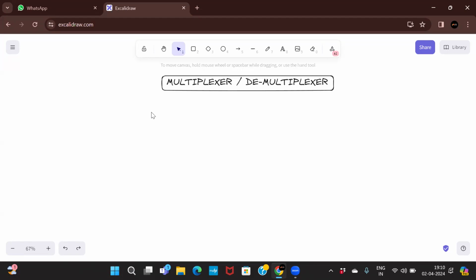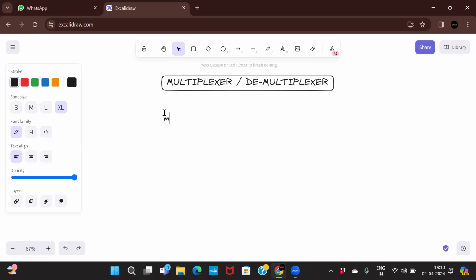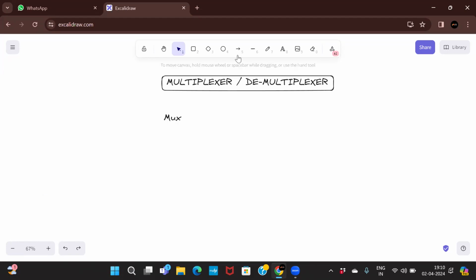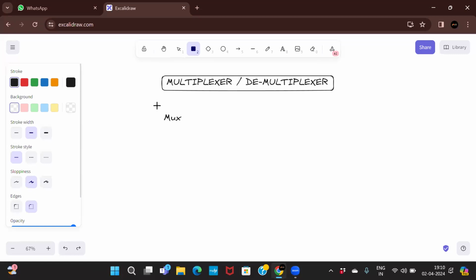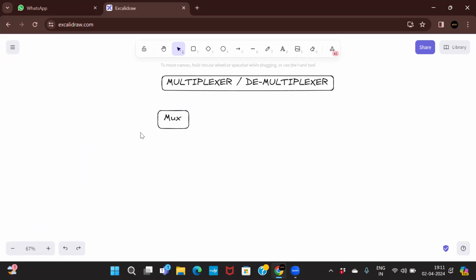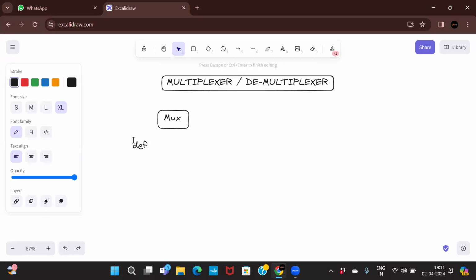So let's discuss firstly what is meant by multiplexer. We generally call it a mux. Shortly, we call multiplexer as mux. Okay, just focus here. So, what is the definition?